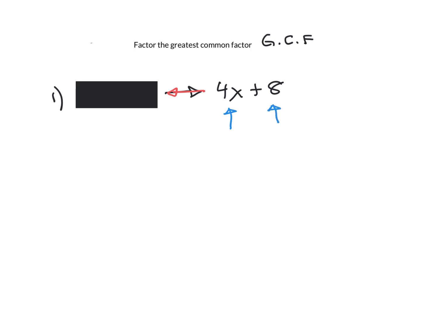And so while 2 goes into both of them, right? 2 times 2 is 4. And 2 times 4 is 8. That's not the greatest. 2 is in common with both of them, but we want the greatest common factor. And can't 4 be written as 4 times 1? And can't 8 be written as 4 times 2? So don't they both have a 4 in common? And that is known as the greatest common factor. So 4 is the GCF.